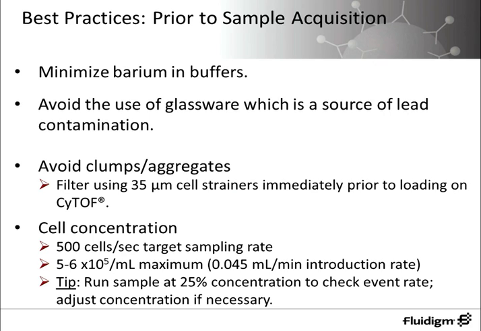And then in terms of cell concentration, we would like to target a sampling rate of about 500 cells per second. So if we're running at 45 microliters per minute, we would like our maximum cell concentration to be about 500,000 to 600,000 cells per mil. One tip is that if you're really not sure, and you want to make sure you're injecting the right amount, you could always do a small aliquot at 25% of what you think the right concentration is, and just do a quick run to see if you're in the ballpark.